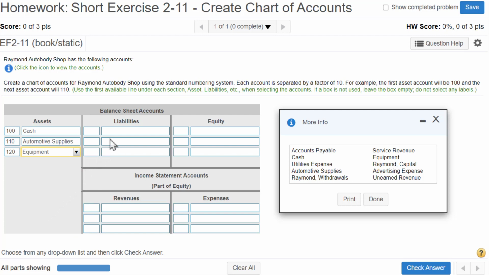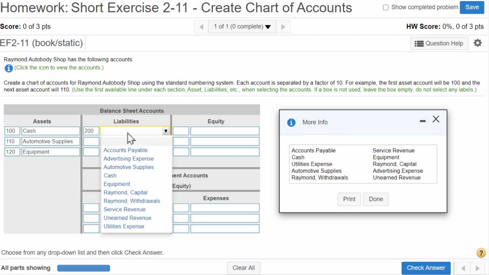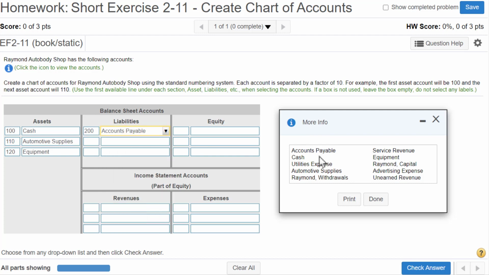Now we're looking for liability. So remember, liabilities start with 200. And the first liability is accounts payable. That's always the first liability. Let's see if we got any other liabilities. We've got, oh yes, unearned revenue. Remember, unearned revenue is a liability.